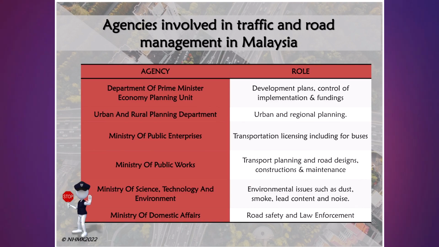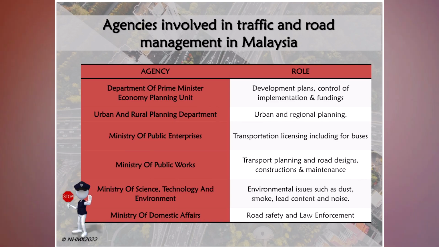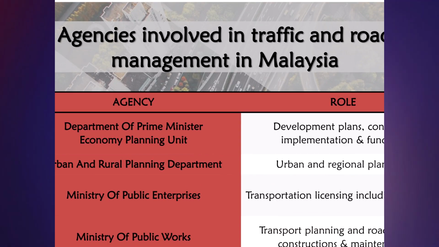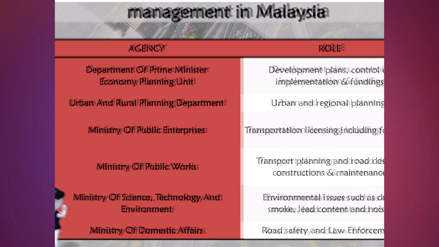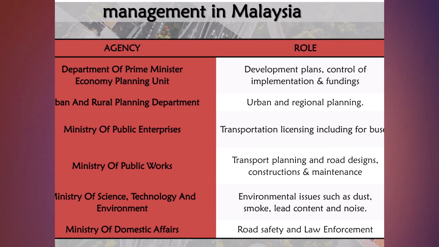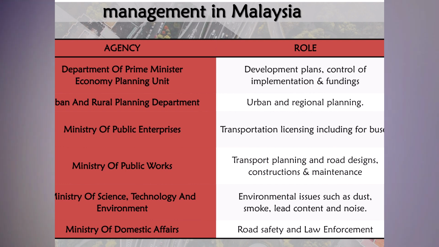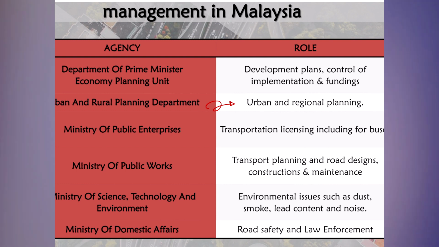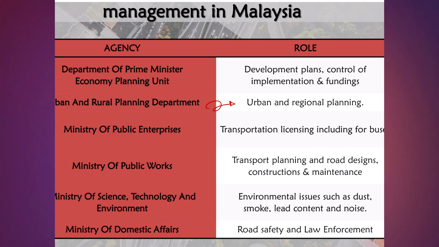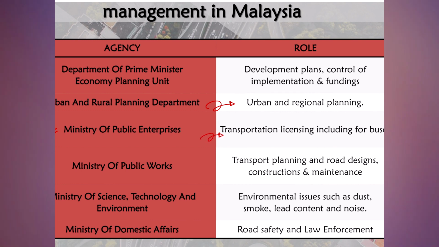So let us move on to the agencies involved in traffic and road management in Malaysia. We have the Department of Prime Minister, the Economy Planning Unit, whose role is to develop plans, control of implementation, and also fundings of road management. Then we have the Urban and Rural Planning Department, whose role is for urban and regional planning. And next, we have the Ministry of Public Enterprises, whose role is for transportation licensing, including for buses.